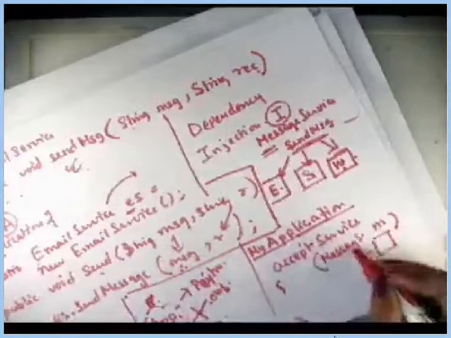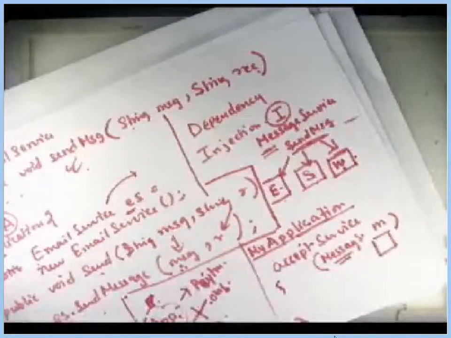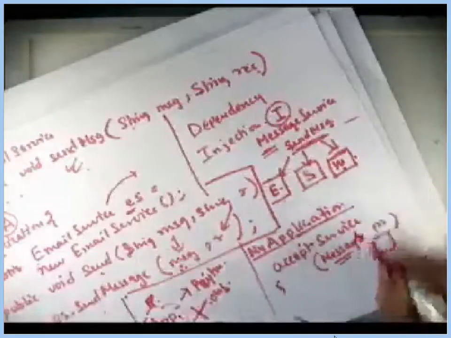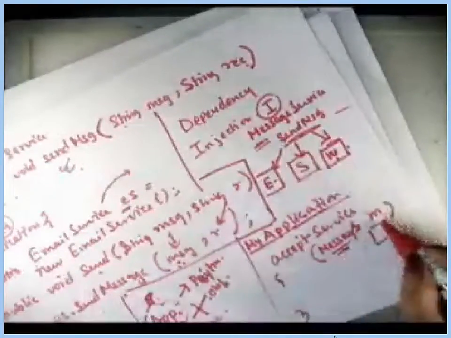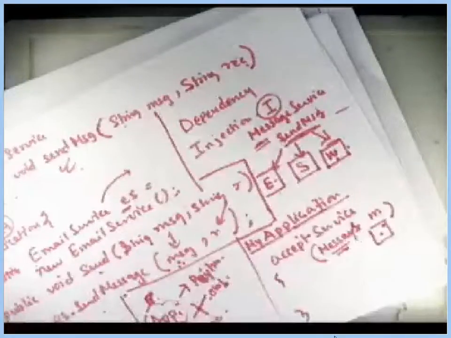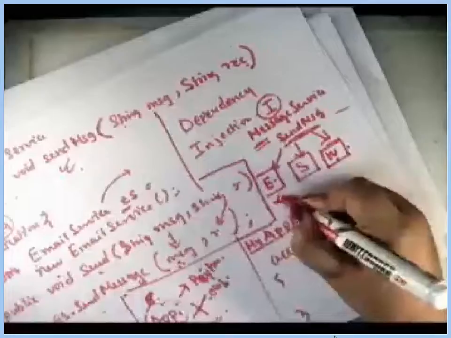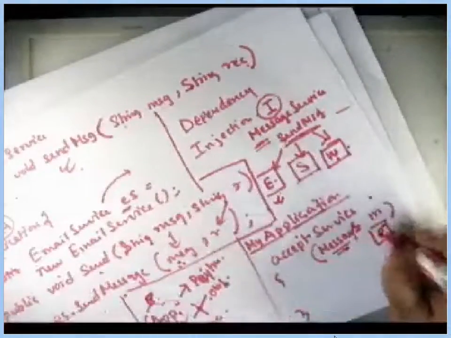Now this message service is a particular interface whose data type I am using, and I have created that kind of variable. Currently the variable is empty, but the moment my company goes for, let's say, using an email service, I will create an email object and pass it inside this.